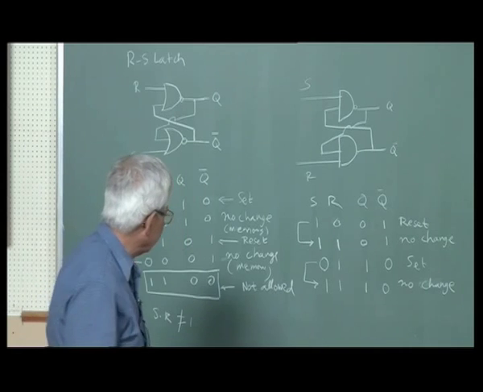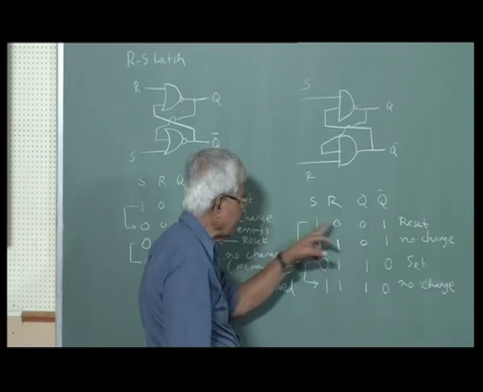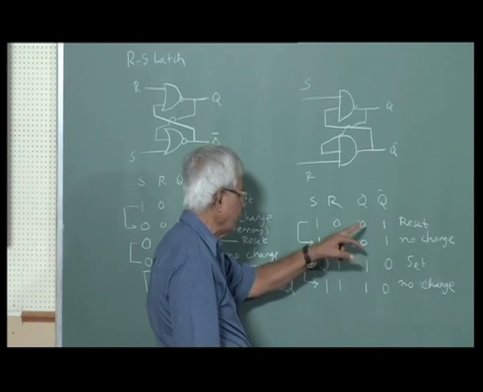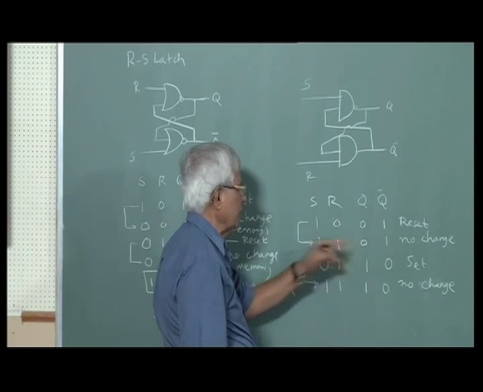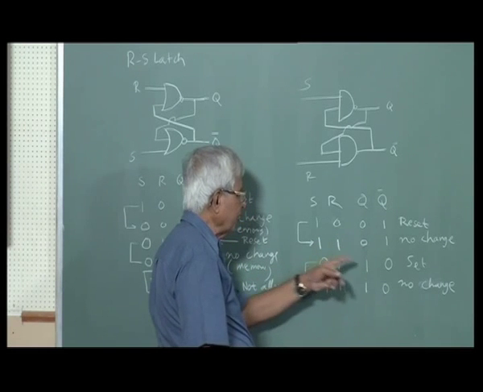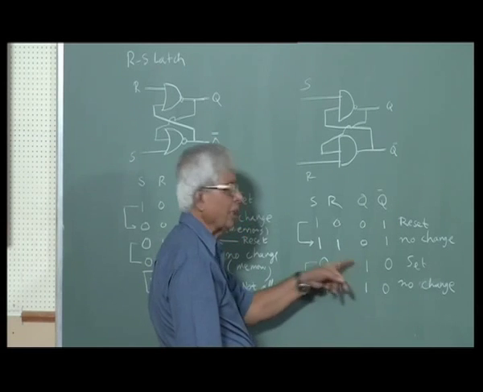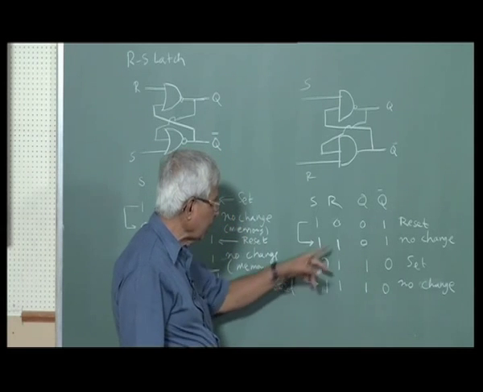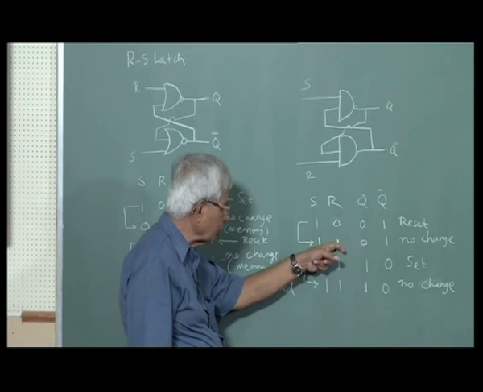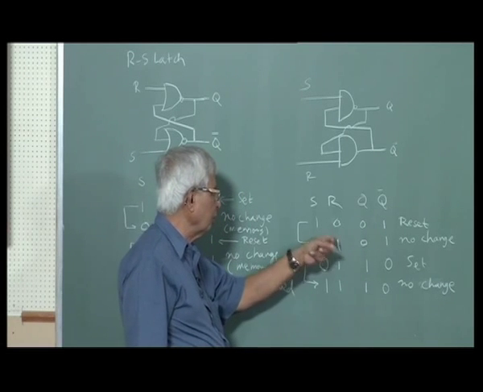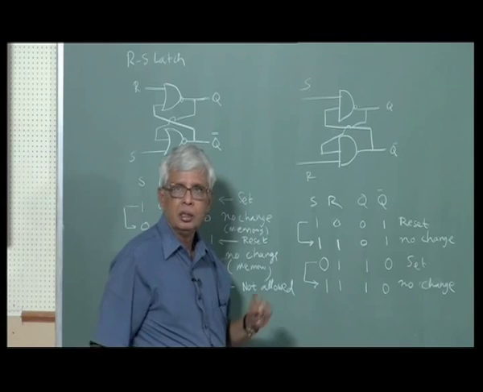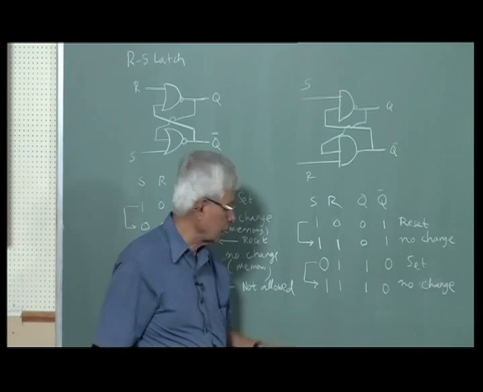In one case, I have this output. After this, if I give 1, 1, the output doesn't change. In another set, I have 1 here and 0 here. After that, if I give 1, 1, it remains the same. So the behavior of the circuit with 1-1 as the input depends on what was the output before this. That is all there is in a sequence circuit.